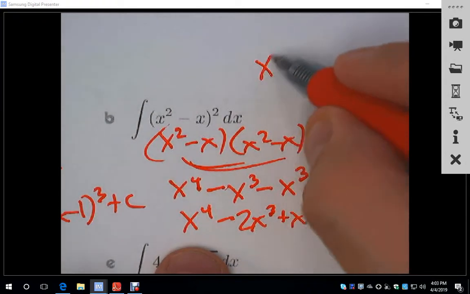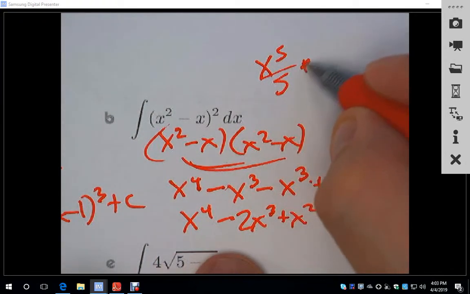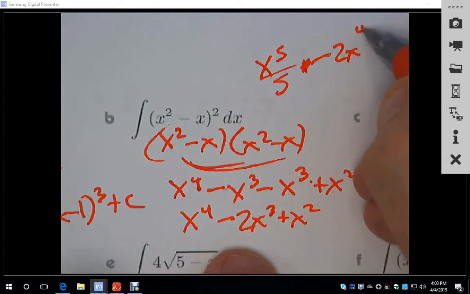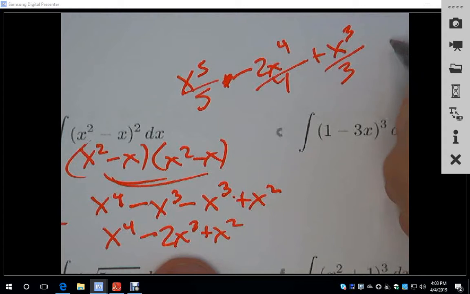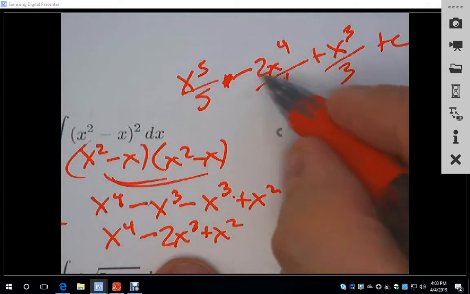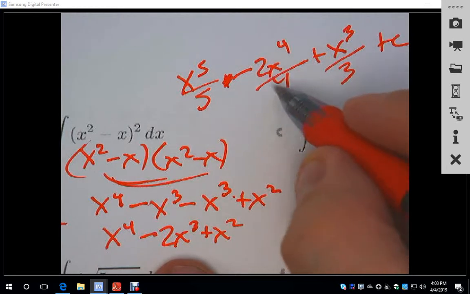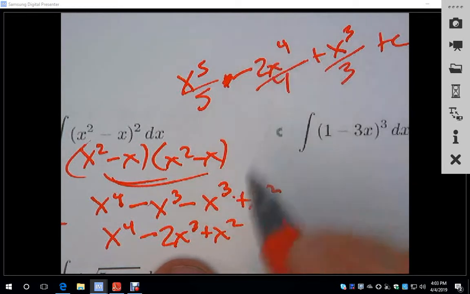I have x to the power of 5 over 5 minus 2x to the power of 4 over 4, and then plus x to the power of 3 over 3 plus c. And of course you can clean this up. We have negative 2 divided by 4. That could be simplified to just 1/2, right? This piece here could be 1/2.